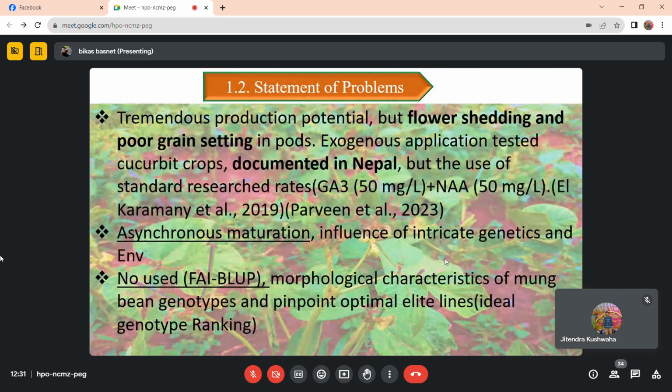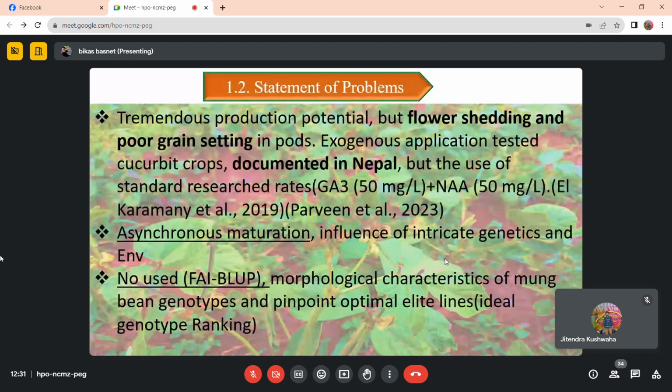And here is the problem statement. I would like to talk about two concepts for post-fertility traits. Cloud seeding and poor grain setting are the major problems for smallholder farmers, and exogenous application of phytohormones on tested germplasm, especially mungbean, is not documented, but some other cooler-season bean crops have already been studied for phytohormone application in beans. And I used the standard research rate, especially from the Indian continent, for the application rate: GA3 at 50 mg per liter and naphthalene acetic acid at 50 mg per liter at 30 days and 55 days, that is the mid-flowering days of the mungbean genotype.